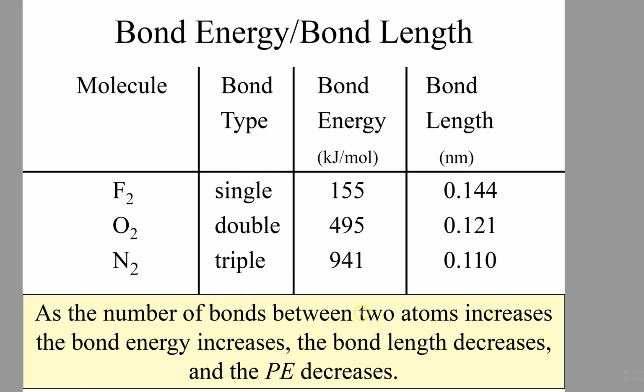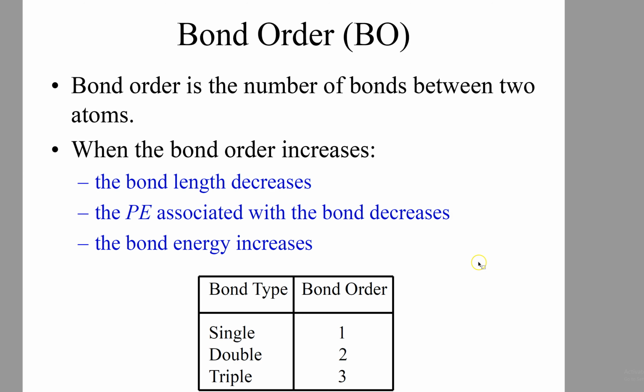So as the number of bonds between two atoms increases, the bond energy increases and the bond length decreases and the PE decreases. So if I were to take a look at things like explosives as an example, N2 is definitely a better choice when you form N2 bonds. It's because the amount of bond energy that you're forming with an N2 is much higher than an F2 because of the bond length that we're dealing with.